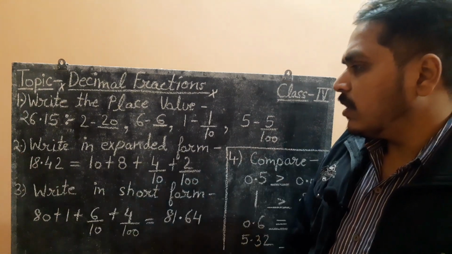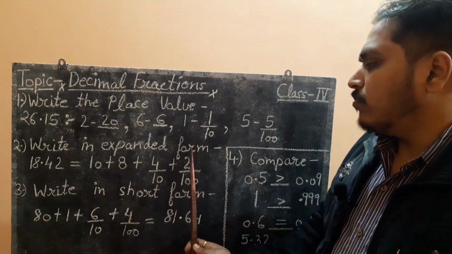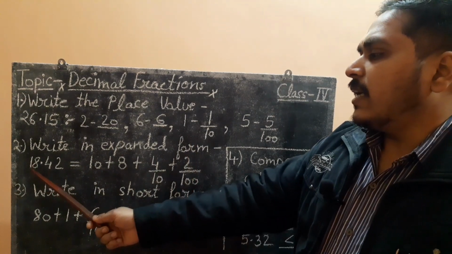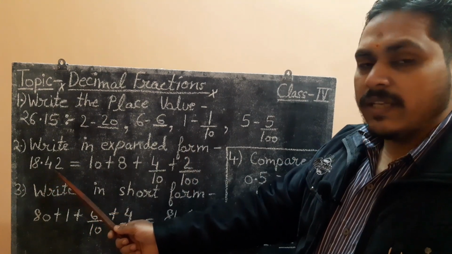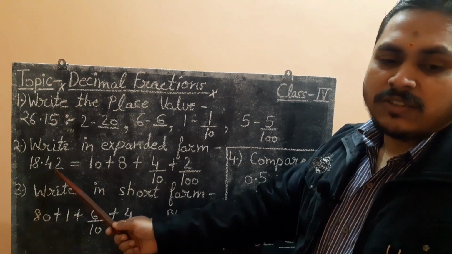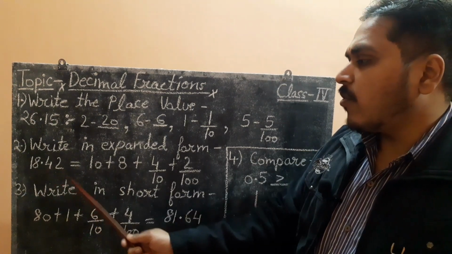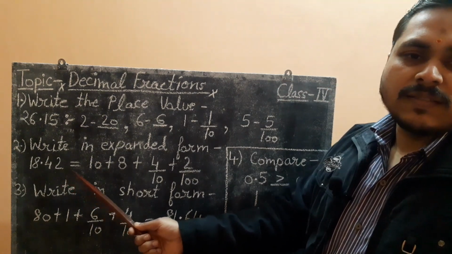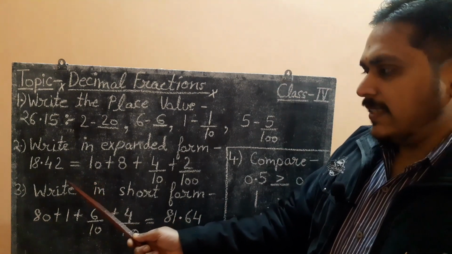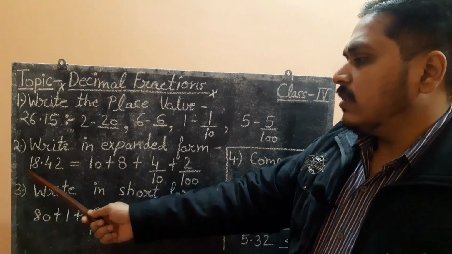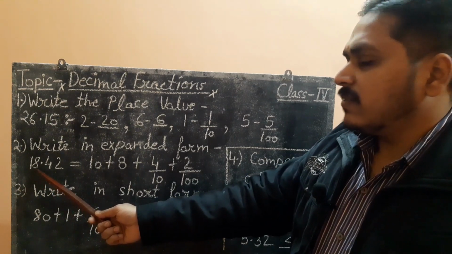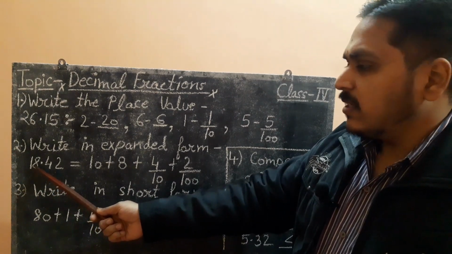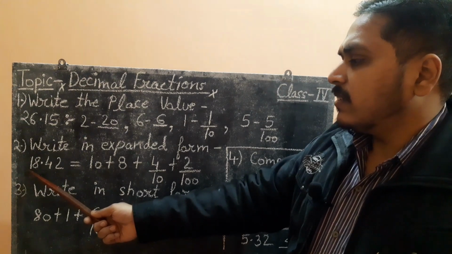Question number 2. Write in expanded form. You have to write 18.42 in an expanded form. Just you have to write the place value of all the digits and write a plus sign in between the digits. Let's see how. This is ones place, the 8th digit, and 1 is at the tens place.